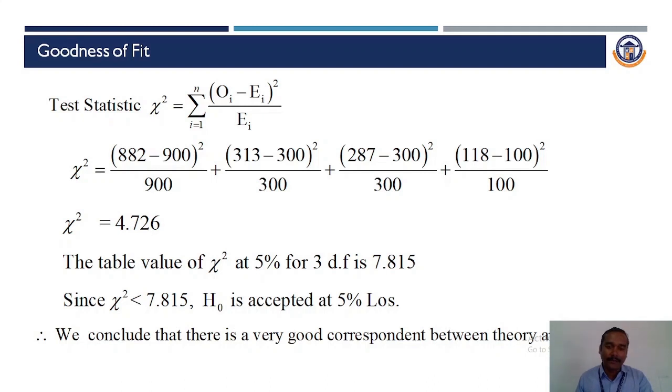Next, degrees of freedom. Here there are 4 values. So in this case, degrees of freedom equal to n minus 1, that means 4 minus 1 equal to 3. Now take the table values. The table value of chi-square at 5% for 3 degrees of freedom is 7.815, which is greater than the chi-square. That means the chi-square value is less than the table value. So in this case, we can accept the null hypothesis at 5% level of significance.